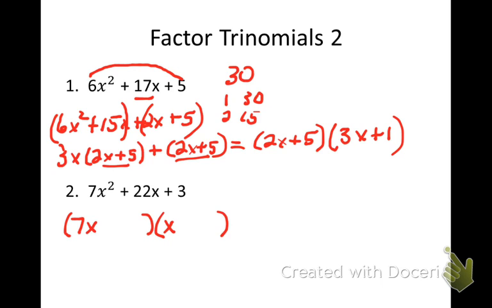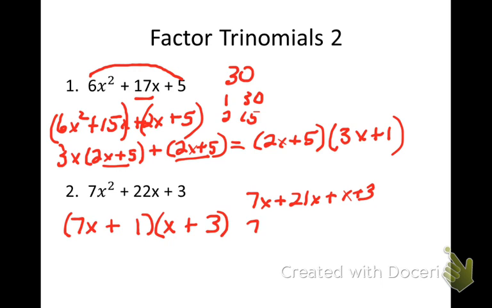Factors of 3 are 3 and 1, so you just got to find out which place the 3 needs to go, and it needs to go here because we want 21 plus 1. So it would be plus and plus. But again, you could use this other method and then say 7x squared plus, and we're using 21 and 1, so 21x plus x plus 3.